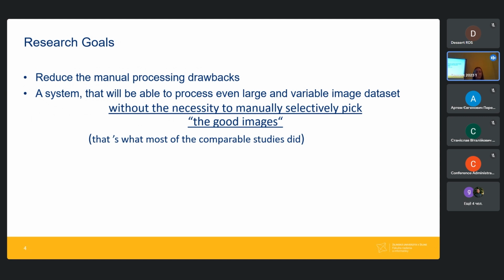Actually, the aim of the study is to develop a system that doesn't require this. What I want to do is take the whole data set and run it through the system, and you don't have to selectively pick the good images, because I consider this a time-consuming thing. So this is what we want to exclude from the process.